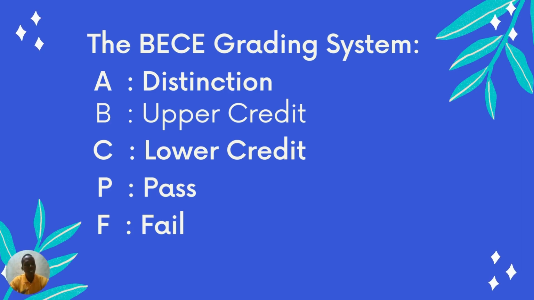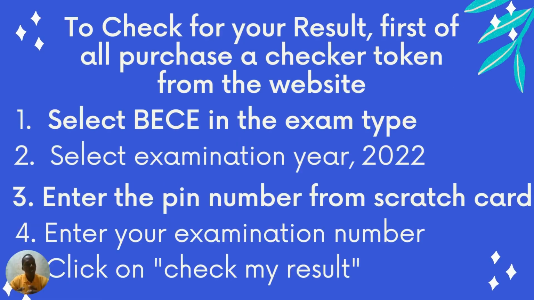The basic grading system: A is distinction, B is upper credit, C is lower credit, P is pass, and F is fail for every subject. Now, to check your result, first of all, you need to purchase what we call a result checker token from the Neco website.